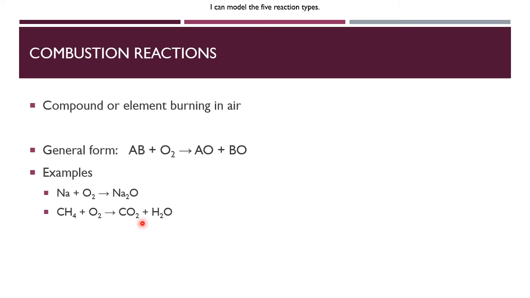I get an oxide of carbon, which is carbon dioxide. That's the most common oxide of carbon. And then I get an oxide of hydrogen, because my 2 elements in methane are carbon and hydrogen. So I get an oxide of carbon, I get an oxide of hydrogen, which is just water. The most common oxide of hydrogen is water, so that's what we get.